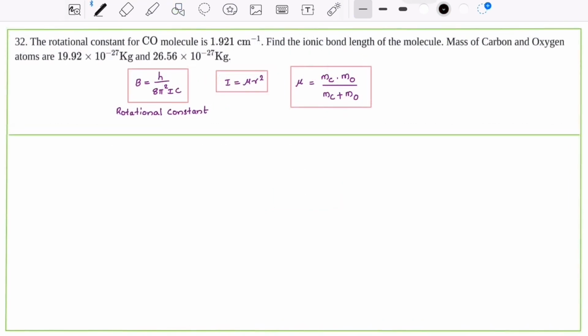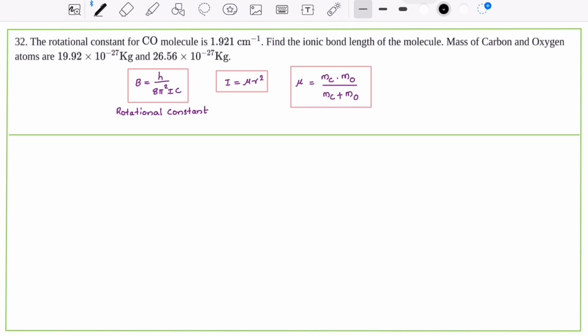The next problem is the rotational constant for carbon monoxide molecule is 1.921 centimeter inverse. Find the ionic bond length of the molecule. Mass of the carbon and oxygen atoms are 19.92 into 10 raised to minus 27 kilogram and 26.56 into 10 raised to minus 27 kilogram.